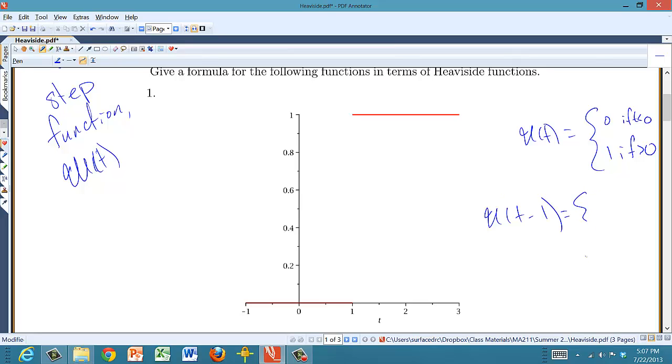If you check u evaluated at t minus 1, anytime t is less than 1, then t minus 1 will be negative, and so plugging that into the Heaviside function will give you 0. So this is 0 if t is less than 1, and if you put in something bigger than 1, then t minus 1 is positive, so you'll get 1. And so you do get this function out of u of t minus 1.